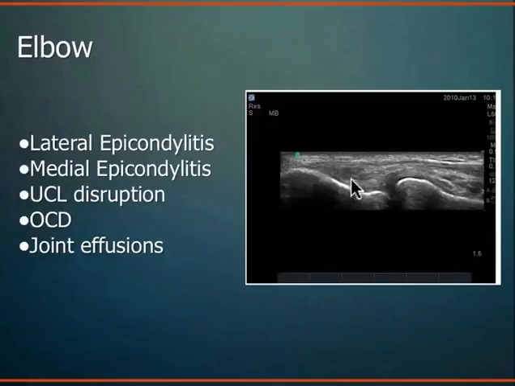Again, ligamentous disruption, ulnar collateral ligament on the inside of the elbow. Again, this is one area, like in our baseball pictures, we want to know how much laxity is there. You can see that real-time dynamic imaging as that joint space is opening up and flexing open. You can see that on ultrasound. As well as since you can image the joints very well, you can see joint effusions and joint fluid collections.